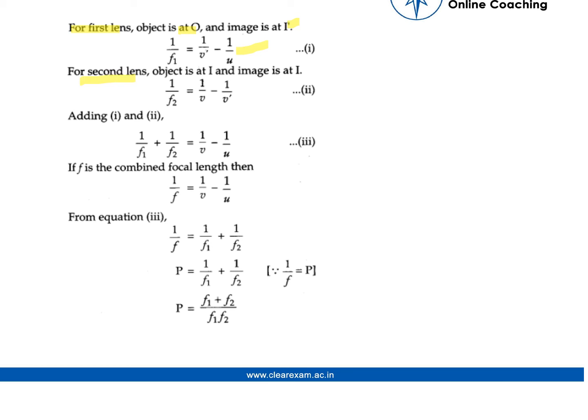Similarly for the second lens, we will write this equation accordingly, as the object is at I' and the image is at I. Now adding equations 1 and 2, we get 1/f1 + 1/f2 = 1/v - 1/u. If f is the combined focal length, then 1/f = 1/v - 1/u. So from equation 3, 1/f = 1/f1 + 1/f2, and since 1/f is P, the final P is 1/f1 + 1/f2.